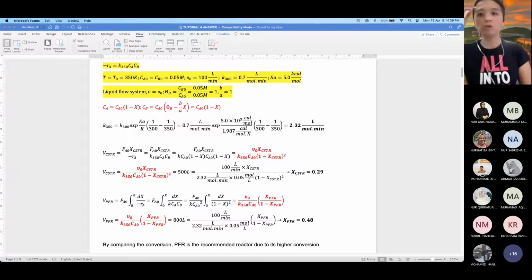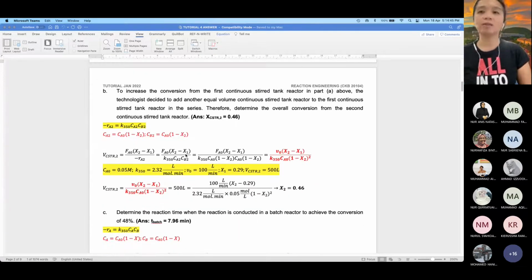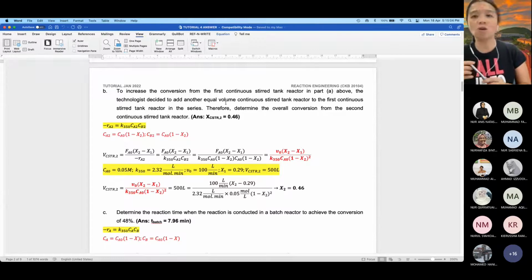Right, so we will go to the next question. Alright, so we are done question A. Memang if you realize question chapter 4 ni the question is very long, the solution also is quite long, right? So question B: to increase the conversion from the first continuous stirred tank reactor in part A above, the technologists decided to add another equal volume continuous stirred tank reactor to the first continuous stirred tank reactor in the series. Therefore, determine the overall conversion from the second continuous stirred tank reactor.